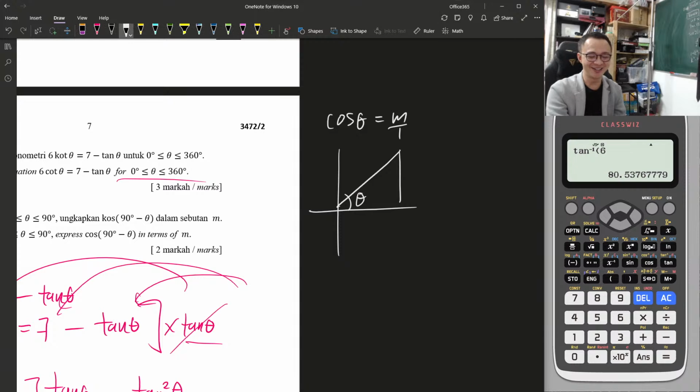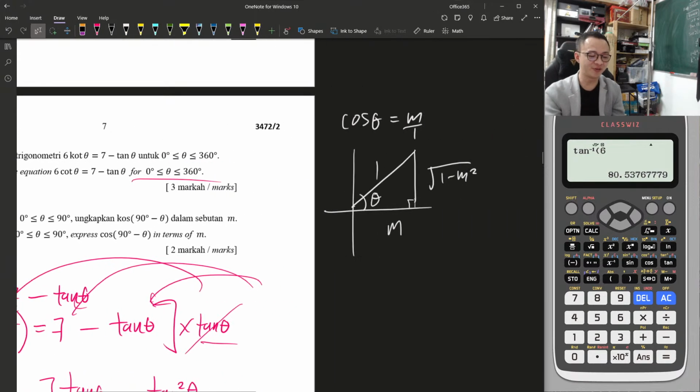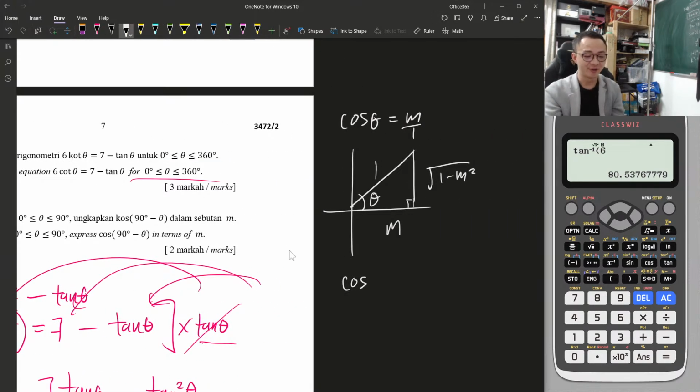Cos theta is m over 1, adjacent over hypotenuse. So the opposite, we can use the Pythagoras formula, right? Square root of 1 minus m squared. This one is Pythagoras, a squared plus b squared equals c squared. So I'm using Pythagoras here right now. And they ask us to find in terms of m. So what is cos 90 minus theta?